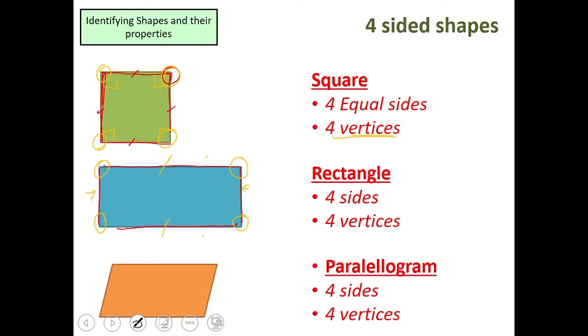The bottom shape is called a parallelogram. It's a four-sided shape, just like a rectangle, and it's got four vertices, but as you can see it's slightly been slanted over. You will need to know all of these shapes.